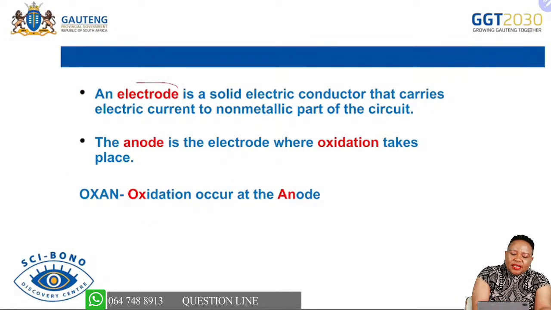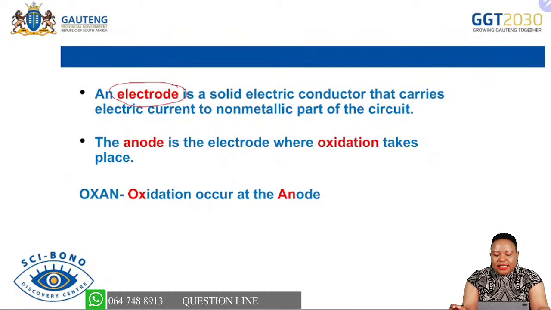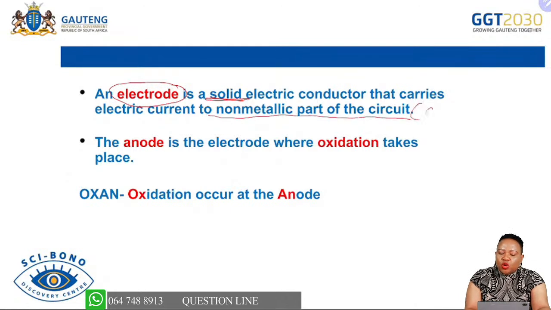The next term is electrode. As I said, electrodes are solid electrical conductors that will carry electrical current to the non-metallic part of a circuit. Non-metallic meaning that it will normally carry it to the solution or our electrolyte, which is the next term that we are going to look at.